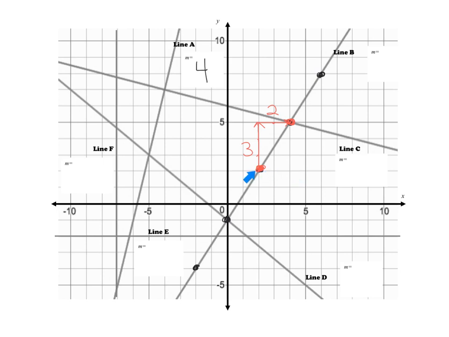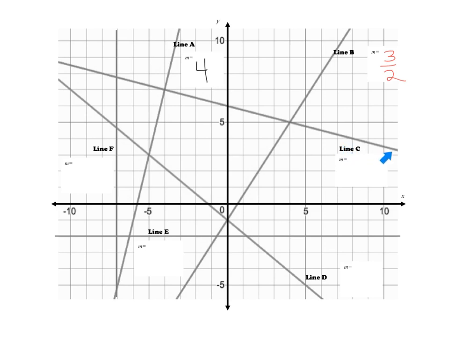Well, if you think about that, negative 6 over negative 4, a negative over a negative is still a positive, and 6 over 4 still reduces to 3 over 2. So the slope is going to be 3 over 2. So here you're going to write m is equal to 3 over 2. All right, let's move on to the next line.